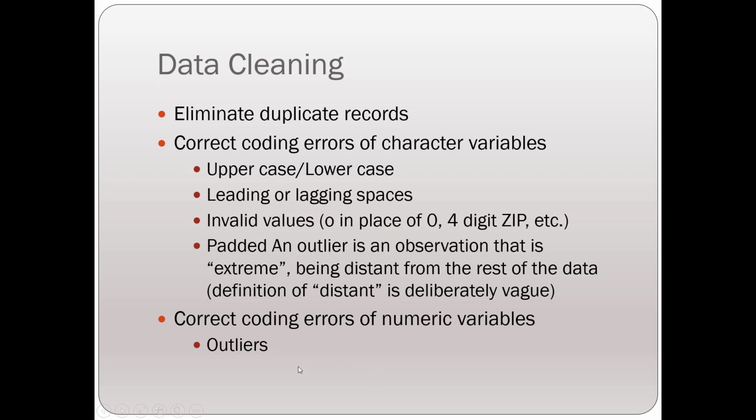Then we have outliers. Outliers are observations that are extreme. Sometimes those extreme values are legitimate values, sometimes not. So you have to consult with the domain area expert and see whether that's a legitimate value that should be included in the analysis or should be excluded. So these are the things that you should look for and take care of if they exist.